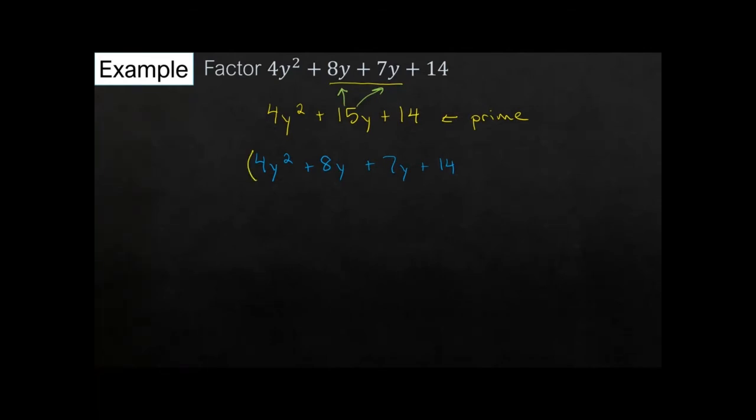So you're going to group the first two together and the last two together. And then you're going to identify the GCF for each pair so that you can factor that out. So in a first pair, I can divide 4 and 8 by 4, and they both have a y, so I can also divide on a y.